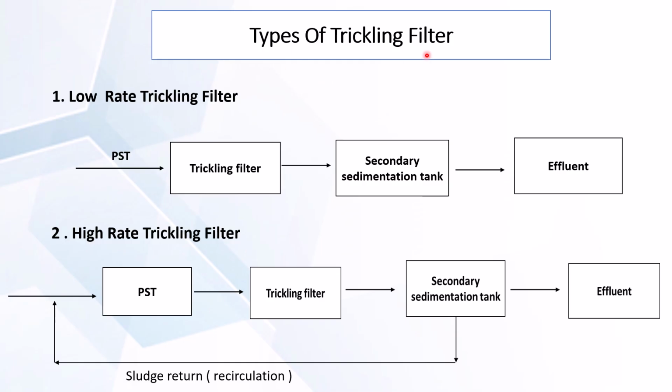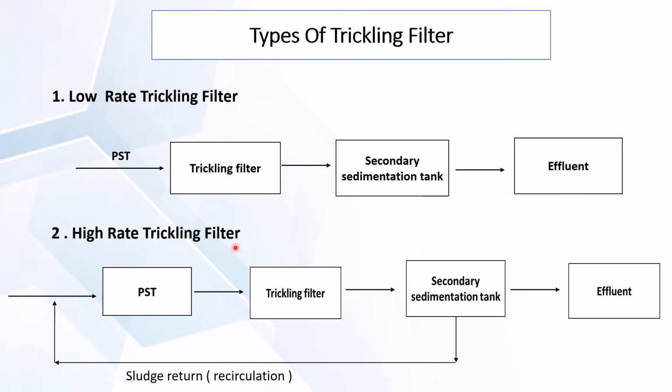Now, these are the types of trickling filter. The first is the low rate trickling filter. In this, the water comes from the primary settling tank, then goes to the trickling filter. After this, it goes to the secondary sedimentation tank and is then discharged.